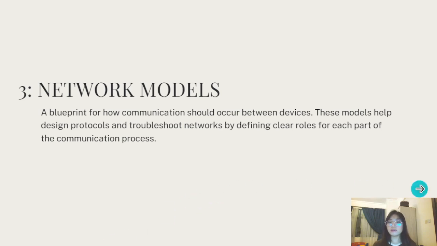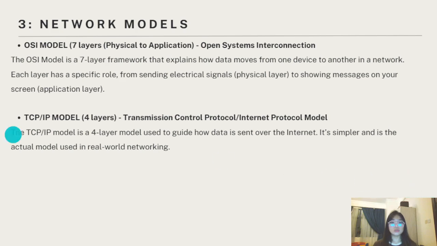So here we have two types of network models. The first one is the OSI model, which we call Open System Interconnection. The second one is the TCP/IP model, which consists of 4 layers. The first one has 7 layers. TCP/IP means Transmission Control Protocol or Internet Protocol model.